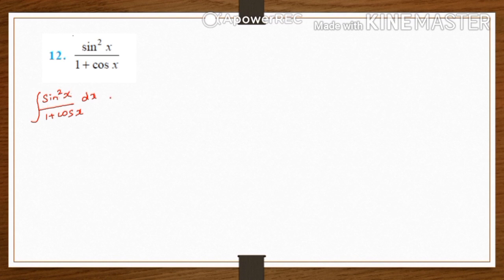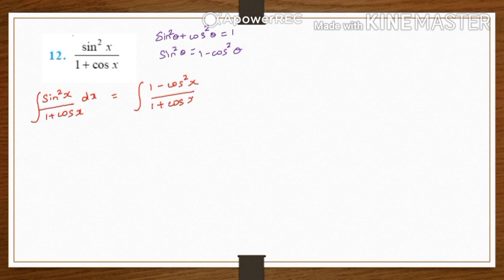So this sin square x, I can write as 1 minus cos square x, because we know the formula that sin square theta plus cos square theta is equal to 1. From this, sin square theta is equal to 1 minus cos square theta. So in the place of theta I am having x. So I can write integral of 1 minus cos square x divided by 1 plus cos x dx.